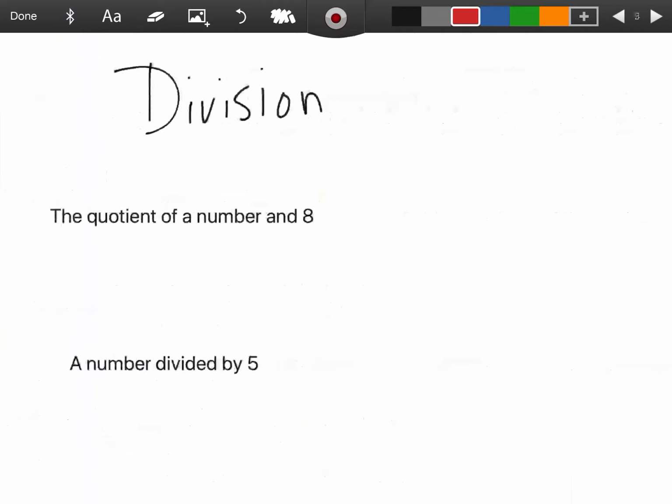And finally, division. We have the quotient. Again, quotient is the result when we divide two numbers. So when you see quotient, you've got to be thinking division. So quotient of a number and 8. Let's do that's b divided by 8. And then a number divided by 5. That is c divided by 5. So divided by and quotient, that's where we're looking at division.